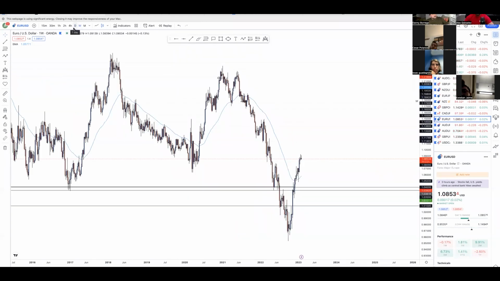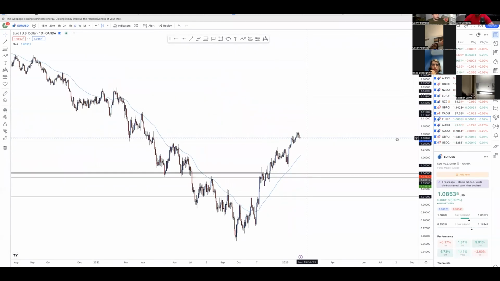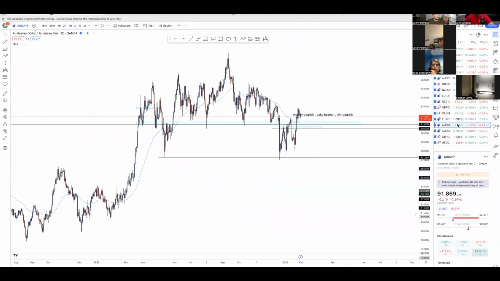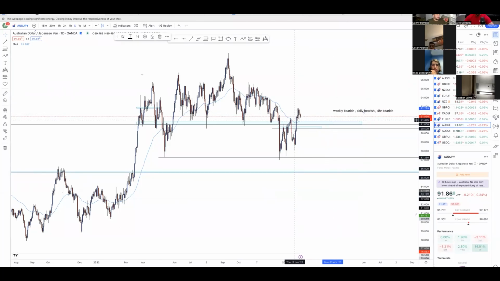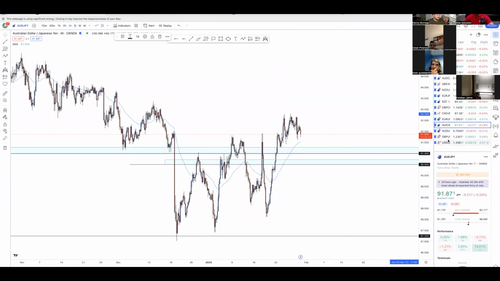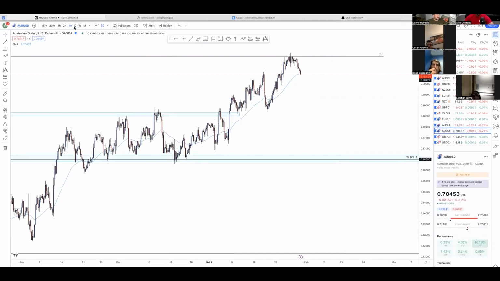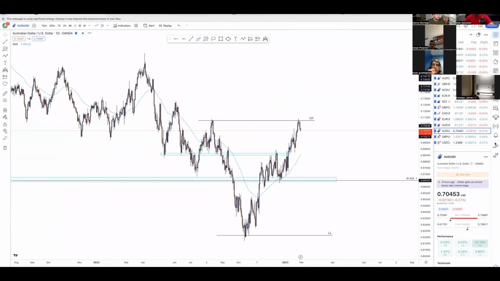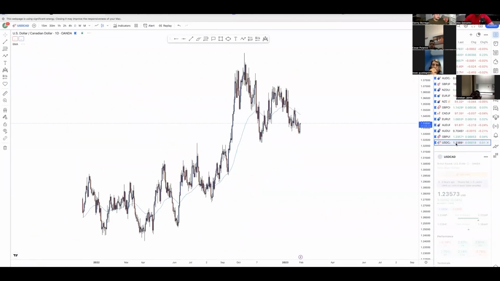Euro USD, I got nothing here. AUD JPY, looks like we can retest this structure level on the weekly time frame. Bearish, I'm good. Nothing.